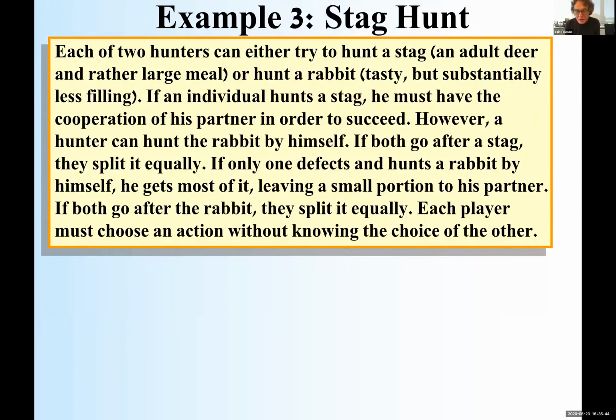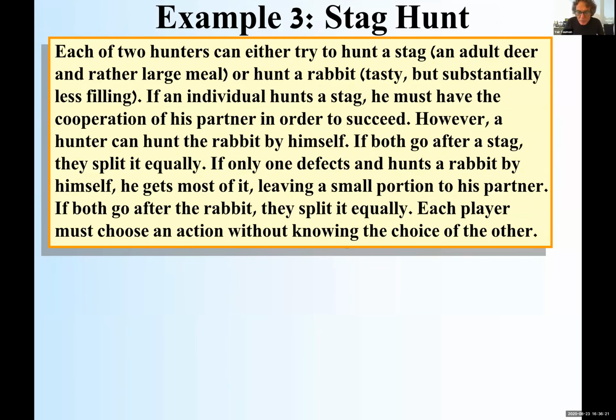and getting nothing because without him he cannot do anything, that guy that goes after the rabbit gets most of it. So actually he gets the rabbit and leaves some small portion to his partner just as a compensation for the bad behavior. If both go after the rabbit, they split it equally, so each of them gets 2 pounds of meat. Each player must choose an action without knowing the choice of the other. So that's the story. A story about two hunters that can either hunt a stag or a rabbit.